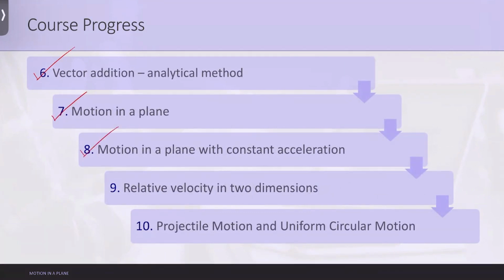Motion in a plane with constant acceleration is done. Relative velocity in two dimensions is explained. And finally, the discussion about projectile motion and the ending with uniform circular motion is also complete.